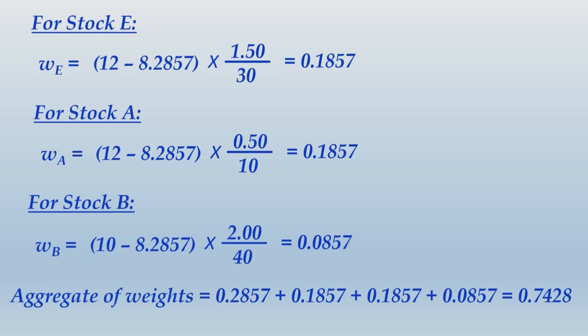Alright friends, that was the end of step 4. What you have to now do is make adjustments to these 4 weights that you have computed so that the aggregate should be 1 and not anything other than 1. So the simple logic is, the weight of the first stock is 0.2857 against the total weight of 0.7428. So what should be the weight of this stock if the total has to be 1? In other words, for a weight aggregate of 0.7428, these are the individual weights. So if this has to be 1, then what should be these individual weights?